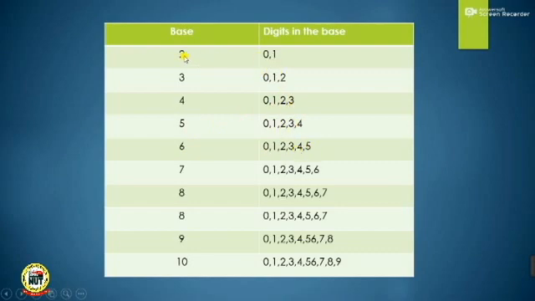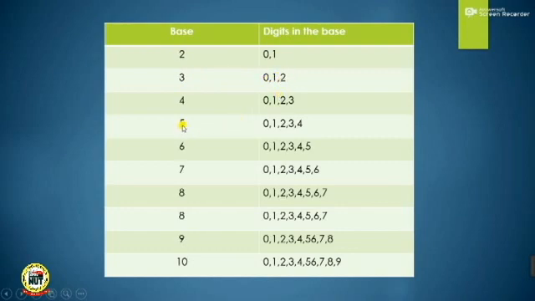In base 2, the highest digit is what? 1. So you say 2 minus 1, and it will give you 1. So you must start from 0, and then you stop at 1. Then in base 3, it's going to be 3 minus 1, which will give you what? 2. So the highest digit in base 3 will be 2. So when you start from 0, you have 0, 1, 2.